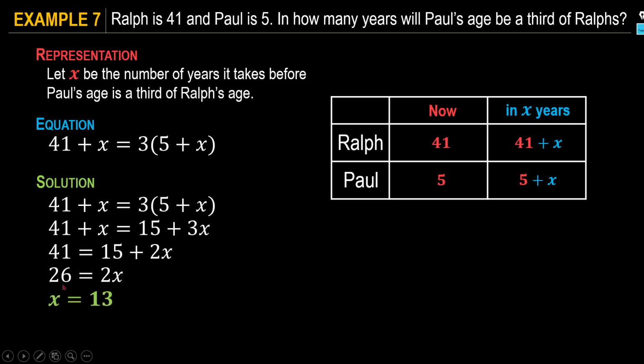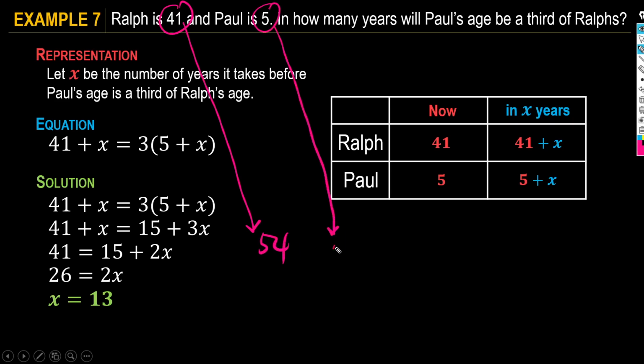What does that mean, sir? Look at x. The number of years it takes before Paul's age is a third of Ralph's. So 13, ano yan, 13 years old? No, 13 years. Look at this. If Ralph is 41, in 13 years, he would be 54. Paul is now 5. In 13 years, he'd be 18. Tama, oh look. If I multiply 3 by 18, I do get 54. So correct. 18 is in fact a third of 54.